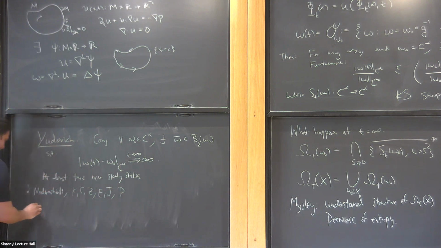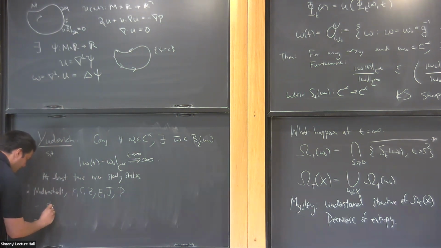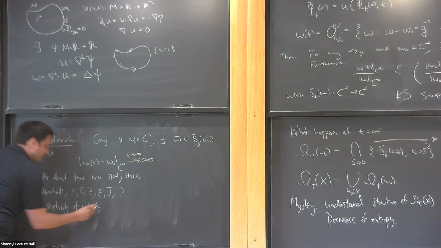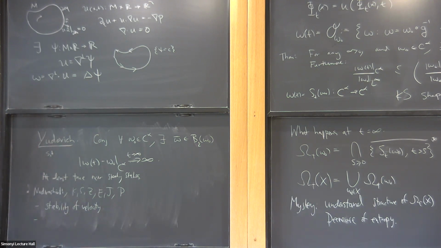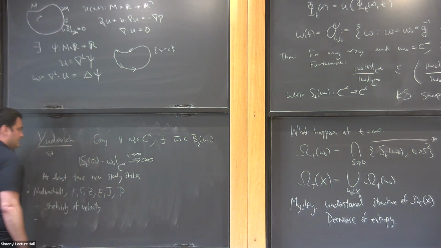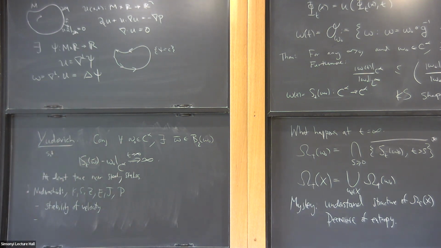Generally speaking, as far as I understand, there's sort of two ingredients that go into making an all-time statement like this. One is stability of velocity, which is the vorticity. W bar. Oh, sorry, W bar. So this is the solution starting from that point.